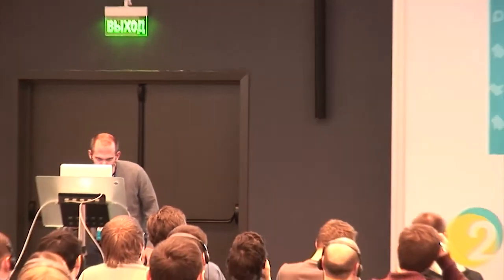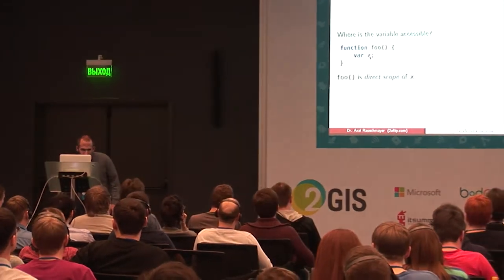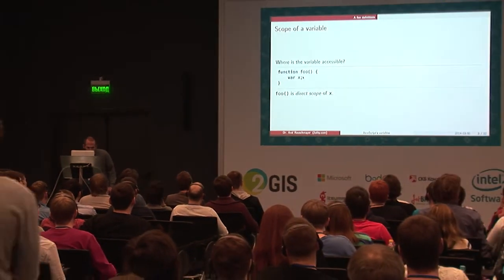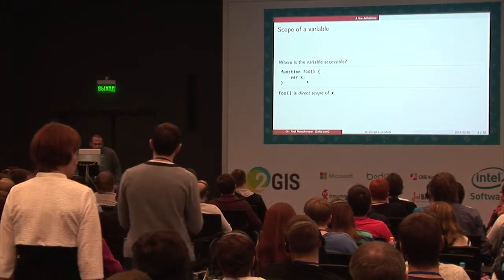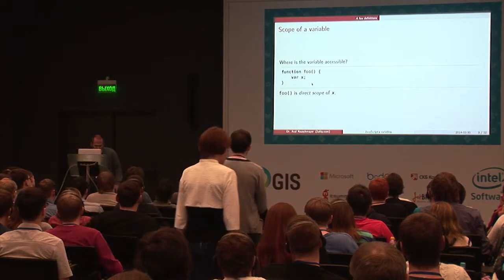So let's start with a few definitions. The scope of a variable. That means where the variable is accessible. So here you have an example. You have the variable x, and the scope of that variable is the function foo. Or you could also say the direct scope of x.